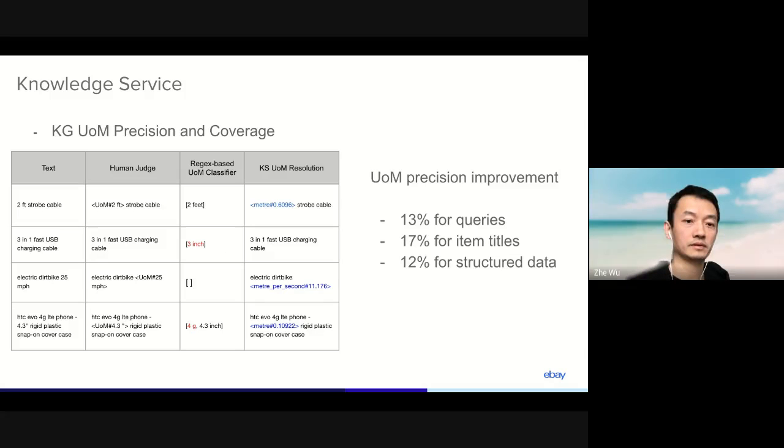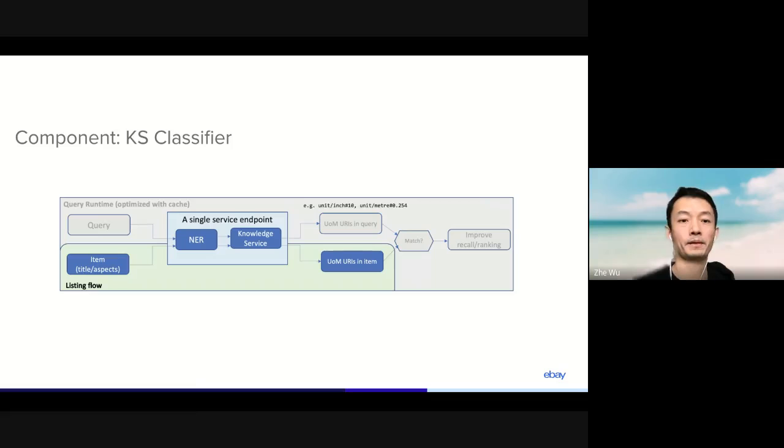For the 3-inch, 3-in-1 fast USB charging cable, regex actually has a false positive, and the knowledge graph does not recognize any UOM, which is the correct thing. So overall, we see a quite significant precision improvement when we apply the knowledge graph. It's more than 10% for queries, item titles, and structured data in general.